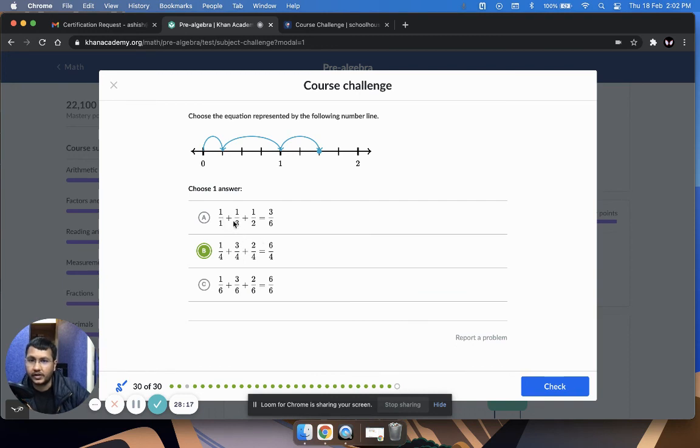Option A is 1. Nope, not 1. 1/3, not 1/2. Okay, this doesn't make sense. 1/6. I don't know where they're coming up with this 6. I'll go with option B.